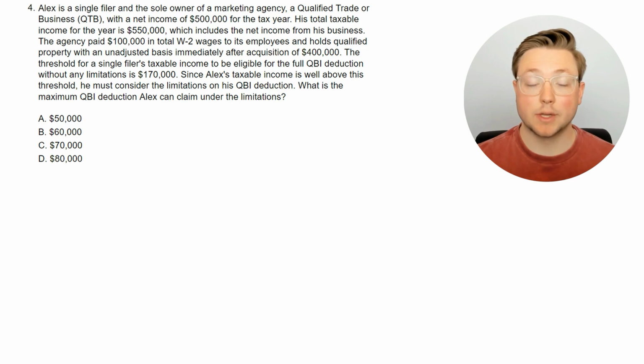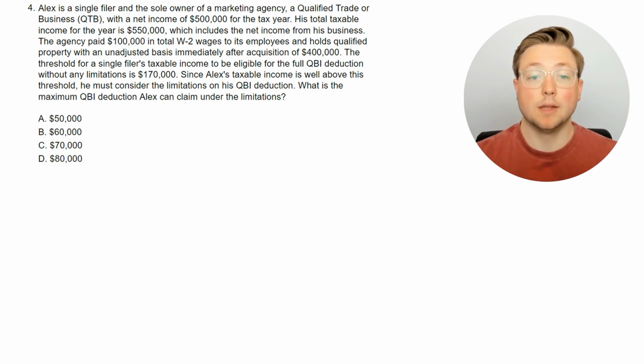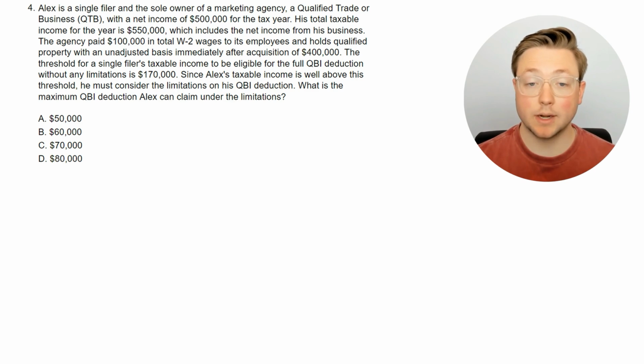The agency paid $100,000 in total W-2 wages to its employees and holds qualified property with an unadjusted basis immediately after acquisition of $400,000. The threshold for a single filer's taxable income to be eligible for the full QBI deduction without any limitations is $170,000. And again, just a reminder, that's not the actual limitation in 2023 or 2024. It's just for this question. Since Alex's taxable income is well above this threshold, he must consider the limitations on his QBI deduction. What is the maximum QBI deduction Alex can claim under the limitations?